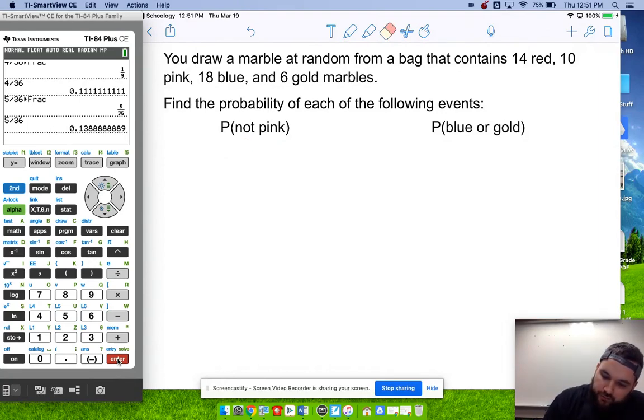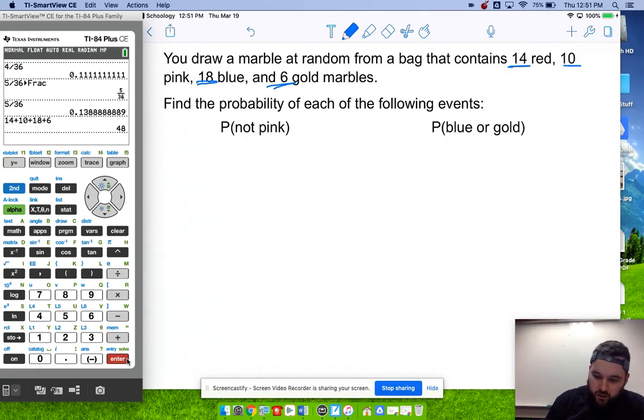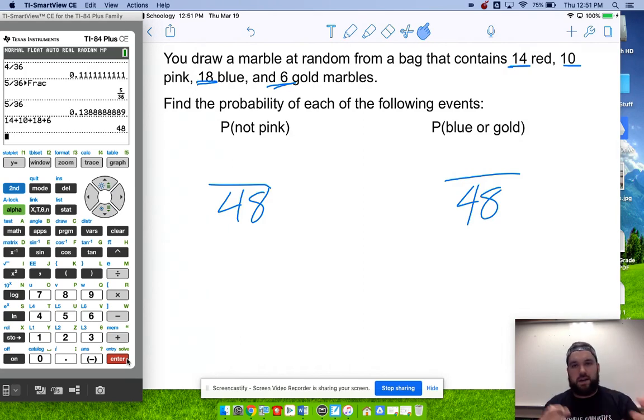So first, again, let's start with the sample space because the sample space will be the same for all of it. The sample space is just how many marbles are in that bag. So this is the first time really that we're adding. I'm going to add all those numbers up, and there are 48 marbles in the bag. So I'm going to go ahead and put over 48 because I know that there's 48 to pick from, and so each situation, the sample space will be 48.